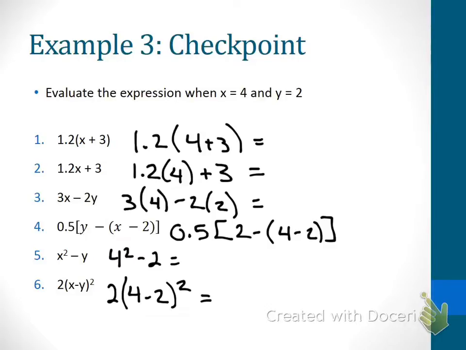All right, so here are our substitutions. Let's go through numbers 1 through 6. So what's 1.2 times 7? Did y'all get 8.4? Okay, 8.4. Now the next one looked pretty similar, except I now had to multiply 1.2 times 4 and then add 3. And what did you get? 7.8. Very good.